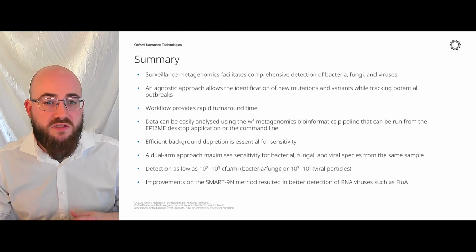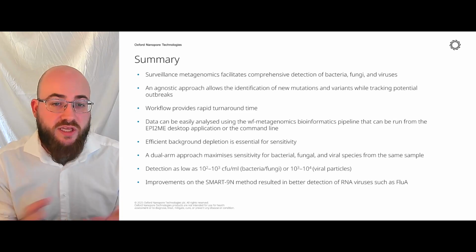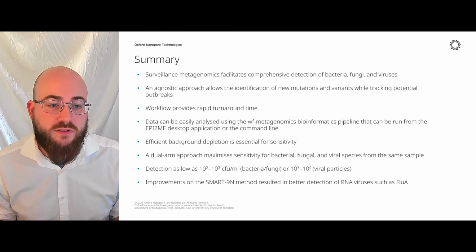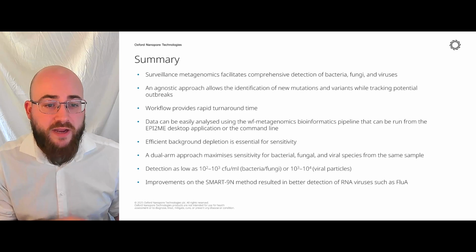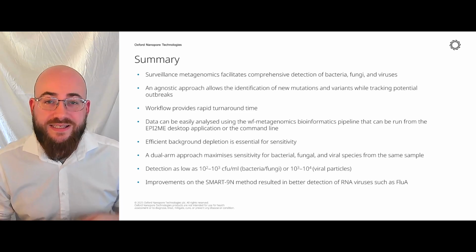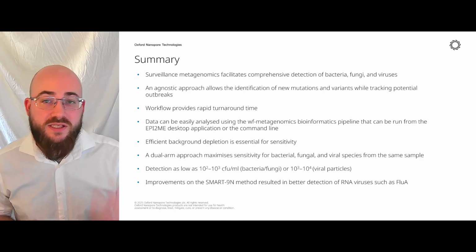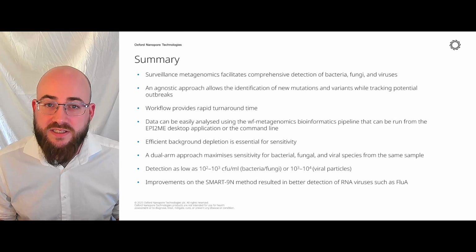And when we do that, and when we get it right, we get detection as low as 10^2 to 10^3 CFU per mL for bacteria and fungi, and 10^3 to 10^4 viral particles. And the improvements that have been made here on the original Smart-9 method have resulted in better detection of RNA viruses, especially short segmented ones such as flu A. So these are the reasons we've done this. This is why these things are so important.